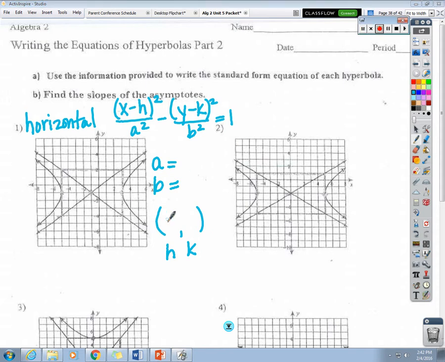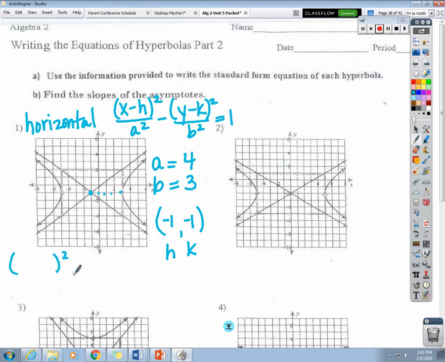Okay, so where is the center for this hyperbola? Negative 1, negative 1. Okay, a is under the x. So to find the a, which way do we go? Okay, so it's 1, 2, 3, 4. Okay, b is under the y, so which way do we go? Okay, so it's 1, 2, 3. So now we have everything we need to know to plug in.